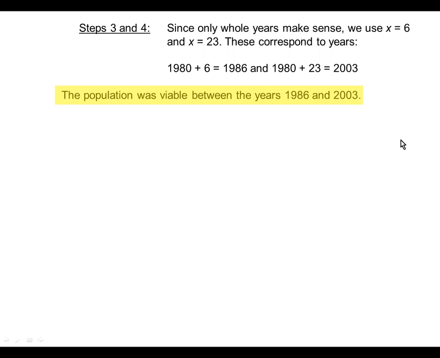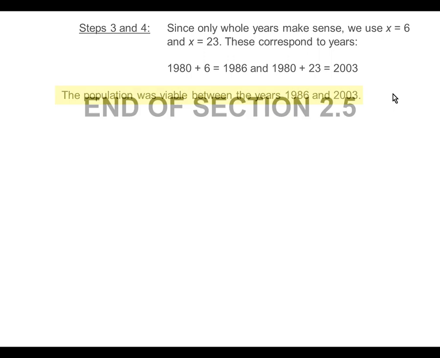Notice what it really means for the population to be viable. That means the population can sustain itself. So before the year 1986, the population wasn't viable. It was in danger of dying out. And after the year 2003, sooner or later, the population of these Wonderbeasts will eventually die out. Again, it's years that we're using. That's why we use whole numbers. Remember, don't use decimal years. Don't do 1985.4. I mean, that doesn't even make sense. It's not Star Trek. And that's the end of section 2.5.